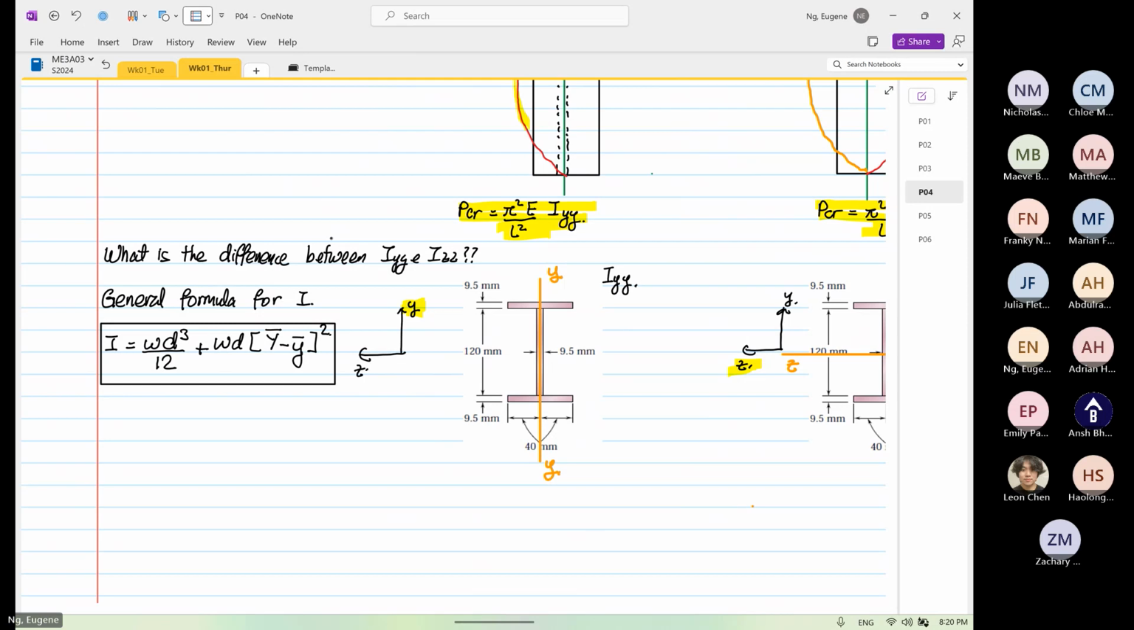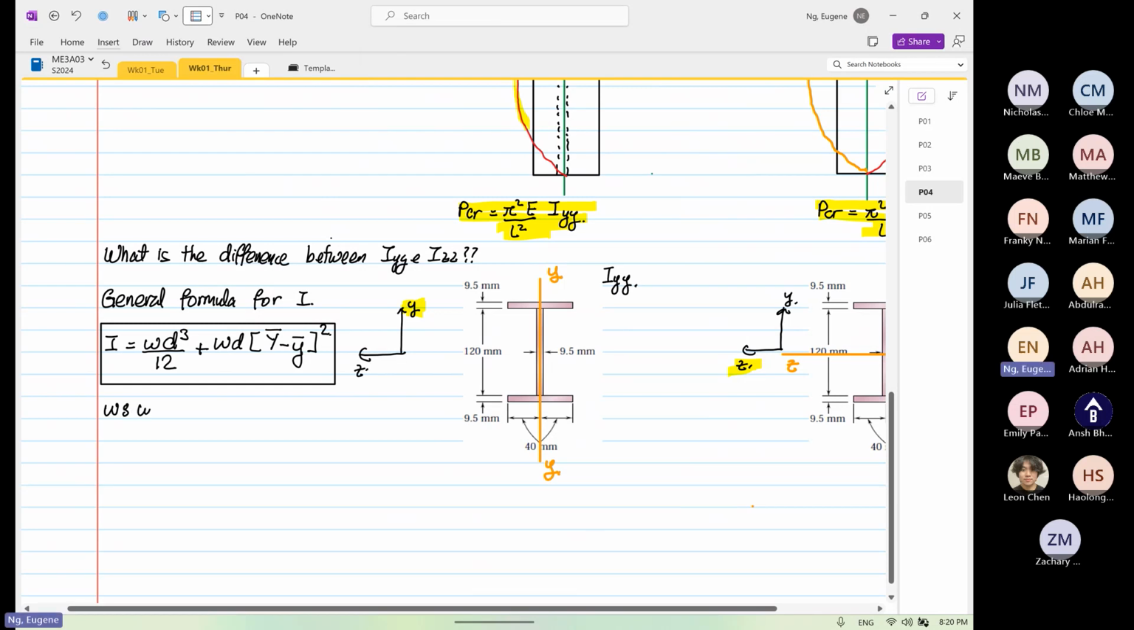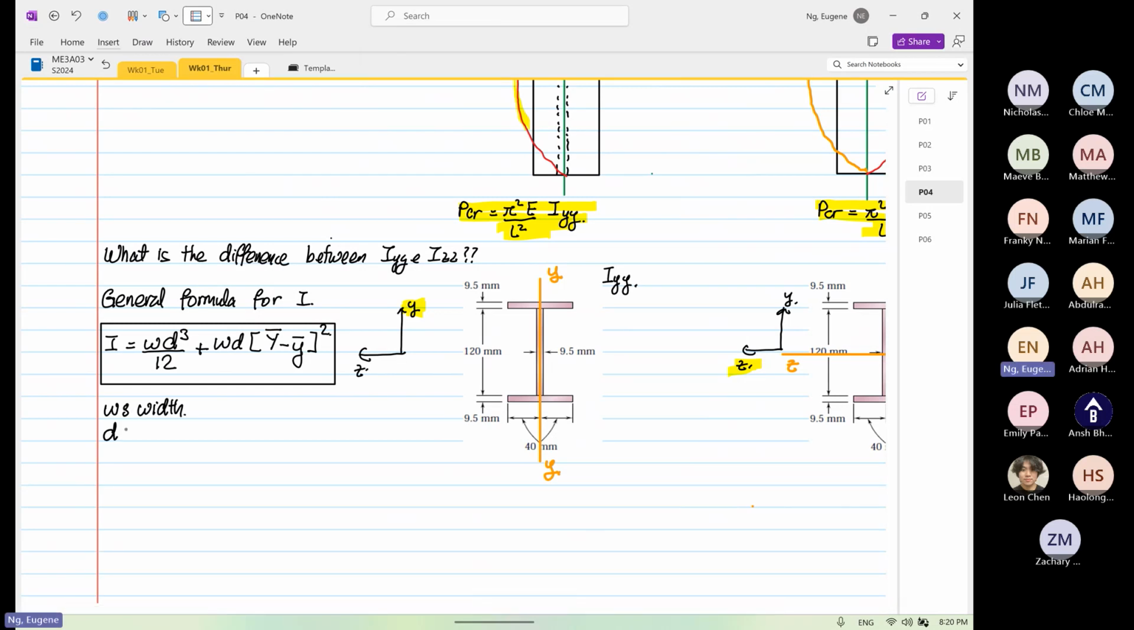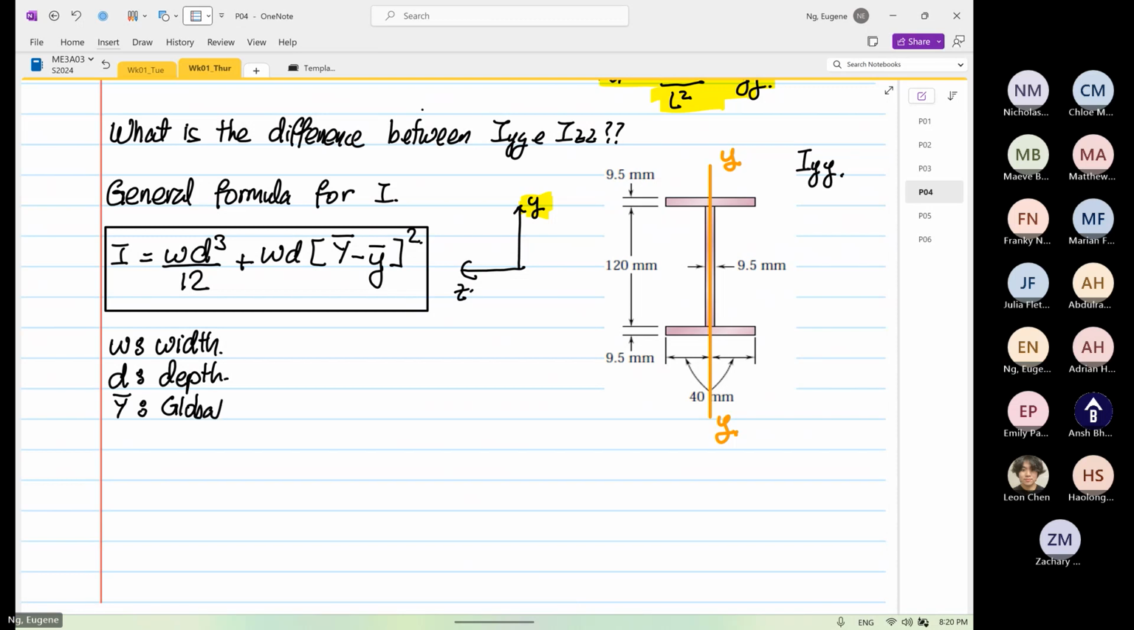Now W is the width, D is the depth, and there's a difference between the Y bars: one capital Y bar, one small. Capital Y bar is the global centroid position. Small y bar is the individual centroid position.